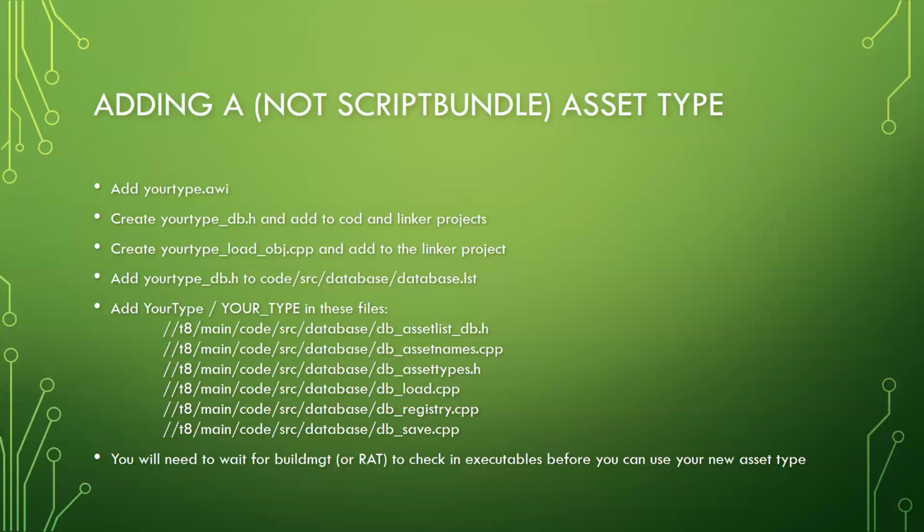Mainly, what anybody does when they need to add a new asset type is they find another asset type, do Control-Shift-F, and then add theirs after that in every occurrence. But it's going to end up being these 6 files and this database.lst. And again, like I said, this is a code data dependency you're introducing, so you have to wait for build management or rat to check in executables before you can use your new asset type that you've added this way.